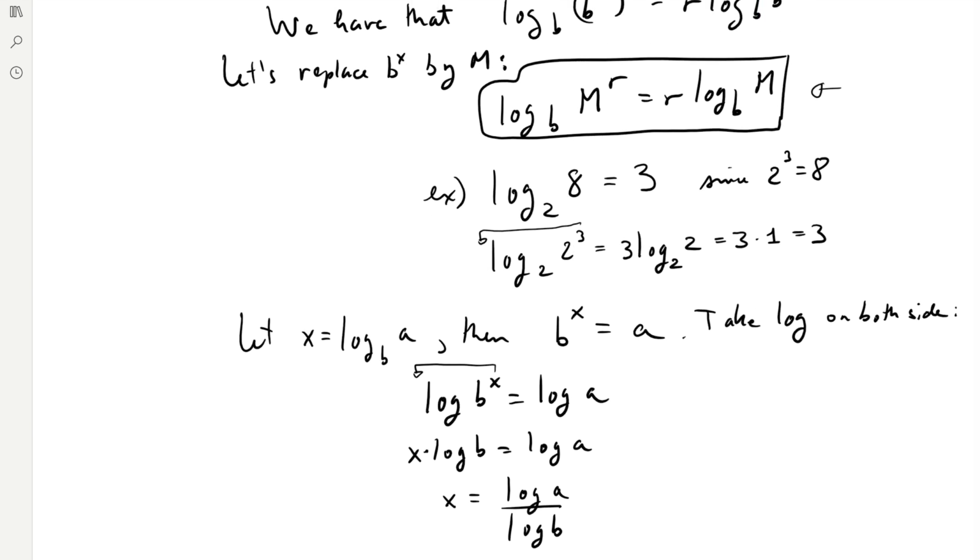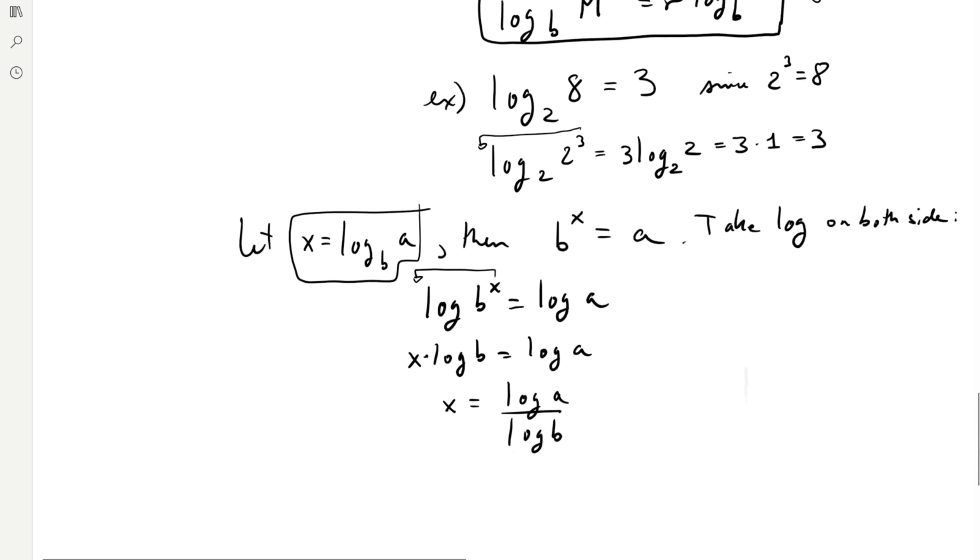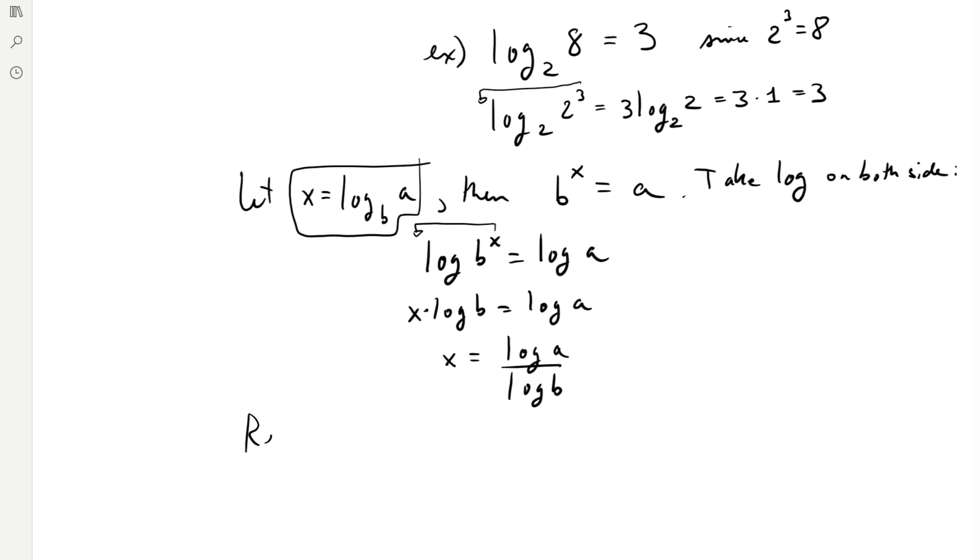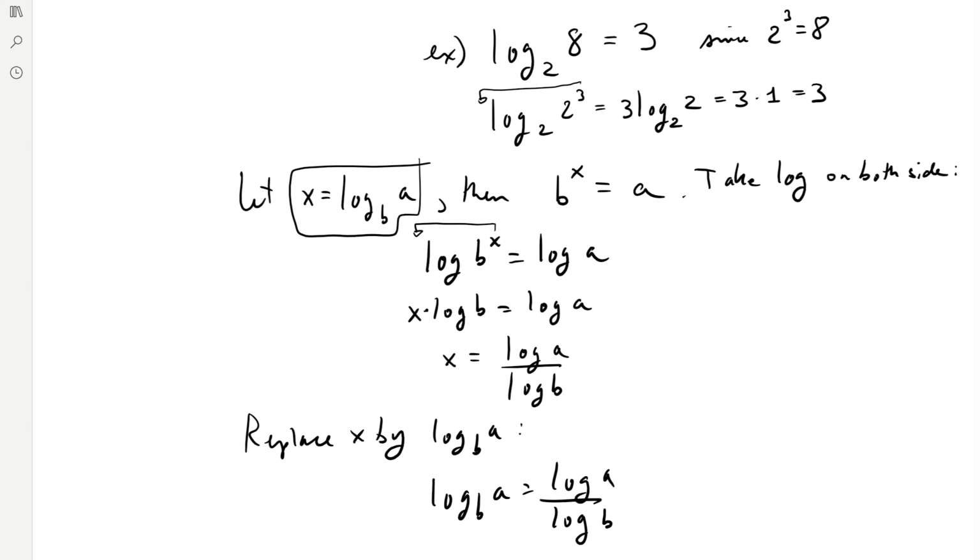And I get this. And finally, I'm going to go back and remind myself that this x here is log in base b of a, so we'll replace x by log in base b of a, and I'm going to get log in base b of a is log of a over log of b. And that establishes the formula.